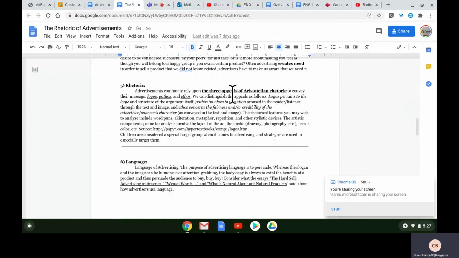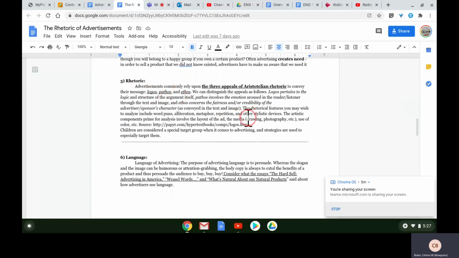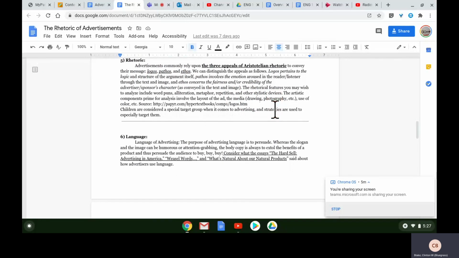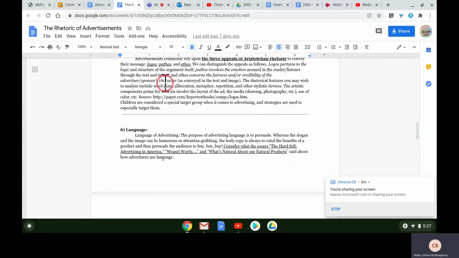And rhetoric, of course, you want to keep in mind, how is your advertisement using logos, pathos, and ethos? How are they building credibility? How are they evoking an emotion in their audience? How are they using logic to be convincing and to be persuasive? So consider that. Here's some more details to think about.